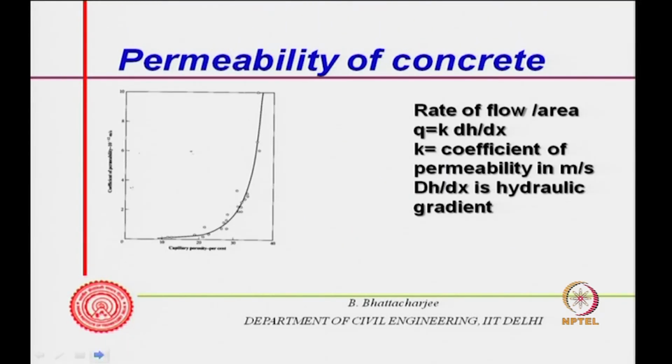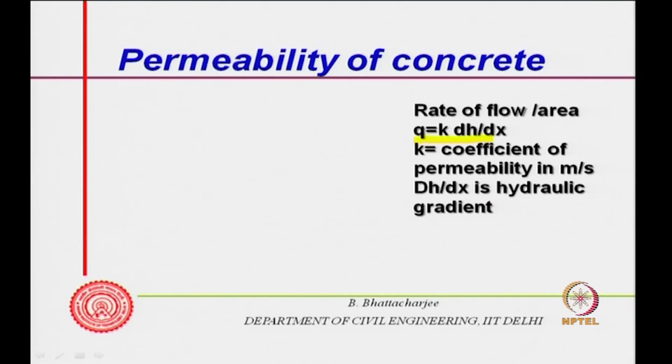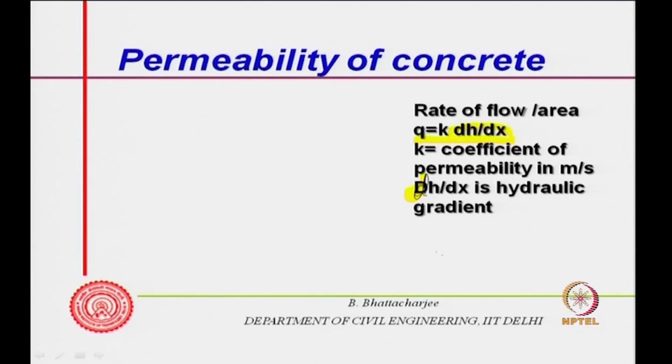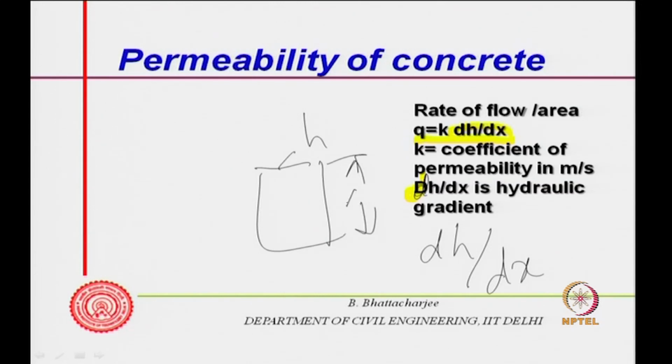The rate of flow per unit area under steady state condition, for unit hydraulic gradient, we call it permeability. So, K is the coefficient, and this should be small d, dH/dx, which is the hydraulic gradient. The flow takes place because there is a hydraulic gradient existing. That means, if this is my specimen, there is a head here, dH is the head difference, and this is the thickness x.